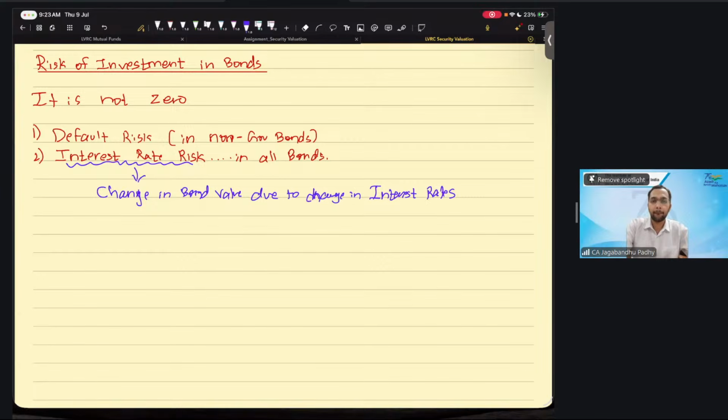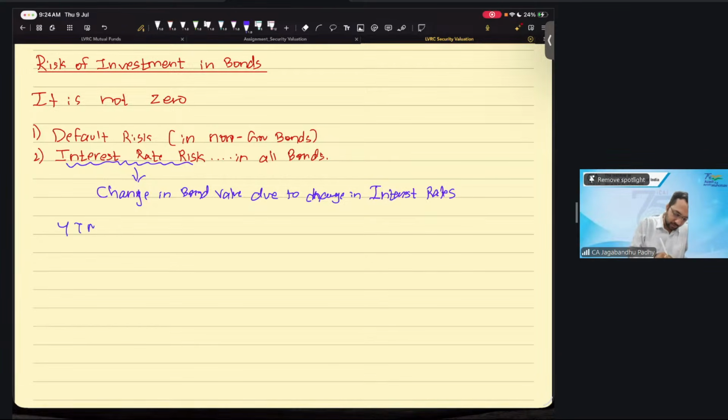Okay. So change in bond value due to change in the interest rates. That's your interest rate risk. That's your change in the bond value due to the interest rate change. That's your interest rate risk. Now let's try to understand what this is.